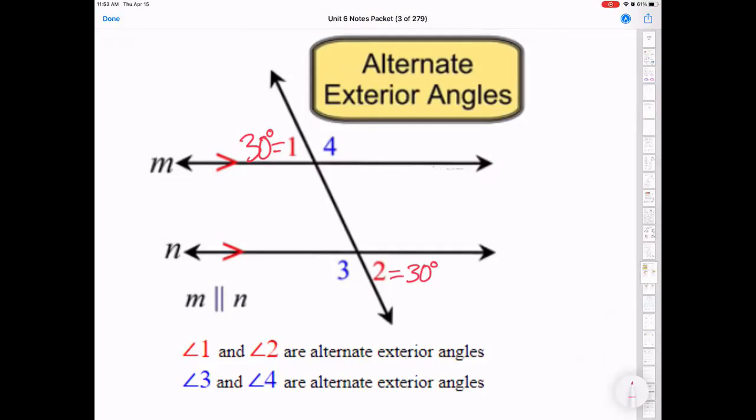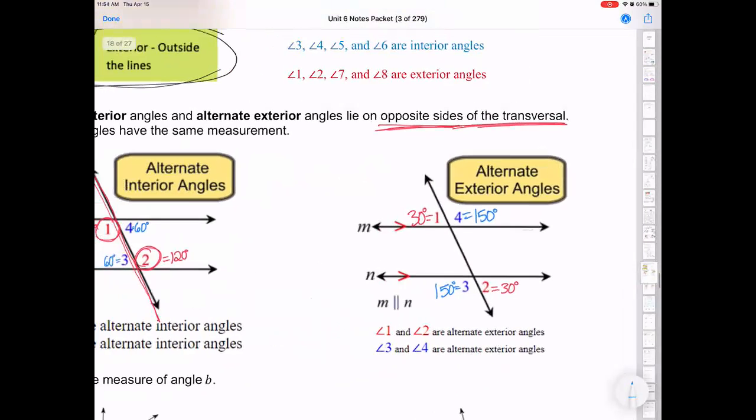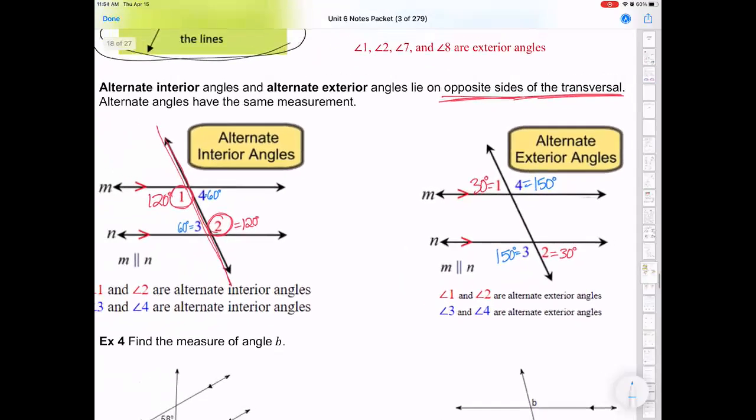Go ahead, pause the video, and try to determine which one angle 3 would be paired with as an alternate exterior. Let's say angle 3 is 150 degrees. The alternate exterior angle paired with it would be angle 4, which is the exact same angle measure, 150 degrees. Feel free to pause the video if you have any questions on this part, because this is brand new. So alternate interior or alternate exteriors.